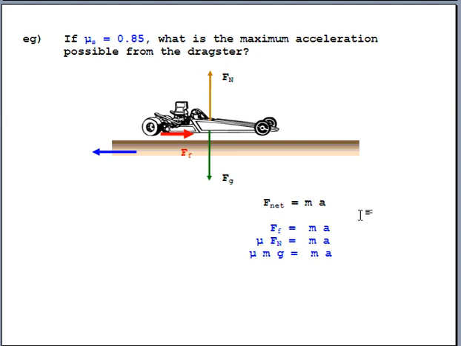The Fn happens to be the same size as the weight, right? It just is numerically equal to that. And now here's where I get super lucky, and the m's go away. They can be reduced, and I can plug and play and find out the acceleration. And so a quick calculation and this thing's done.